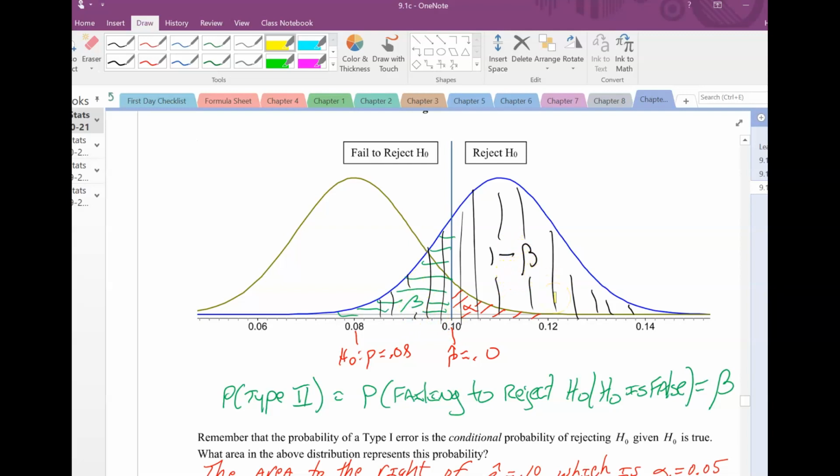What if we decrease alpha? If we decrease alpha, that's taking this rejection line right here and moving it to the right. That makes beta larger, and it makes the power smaller.